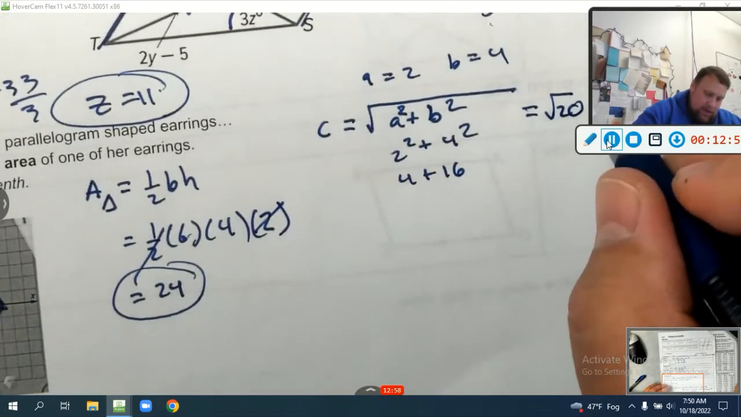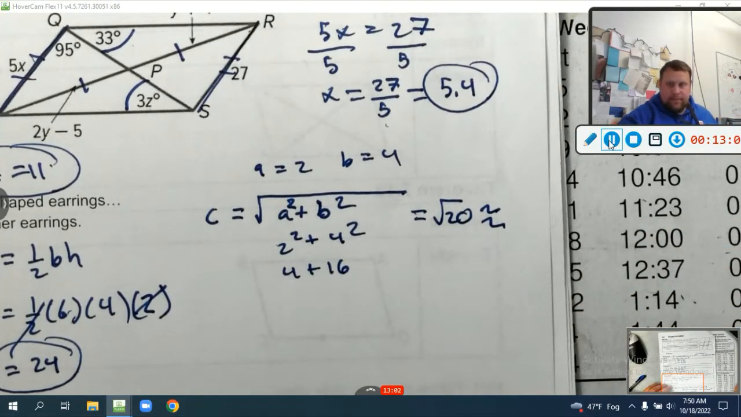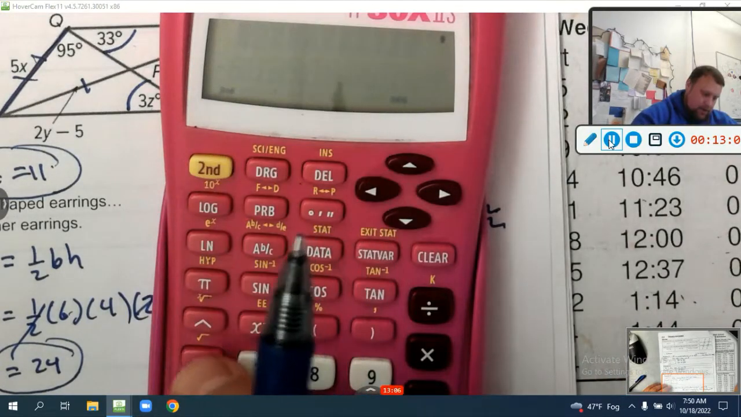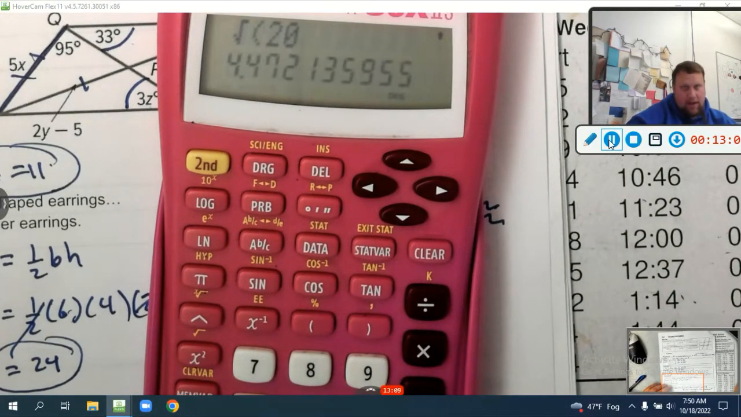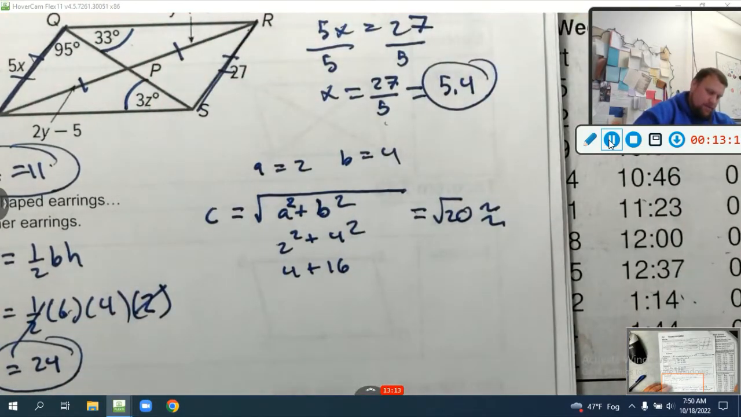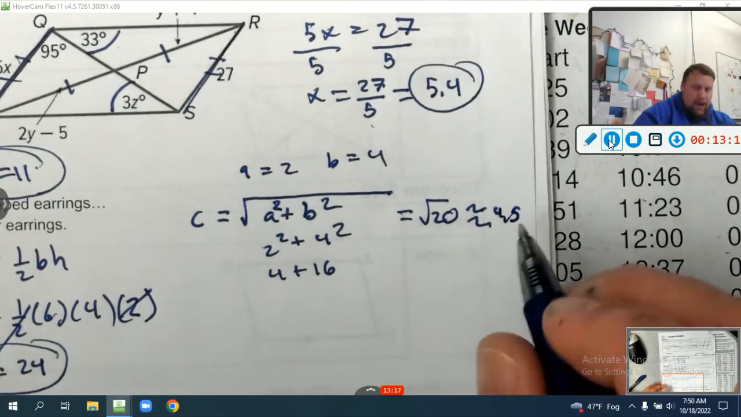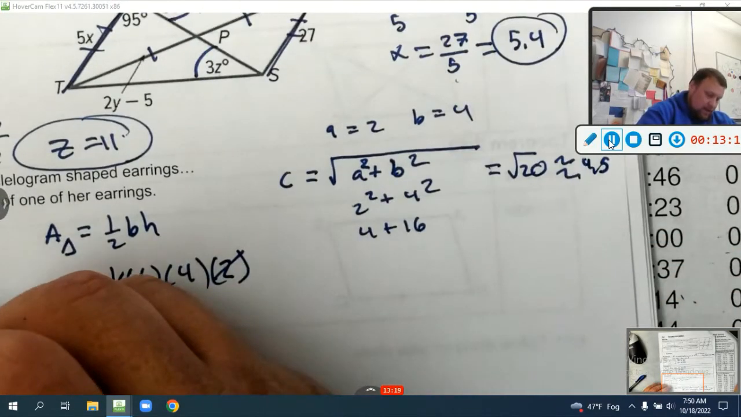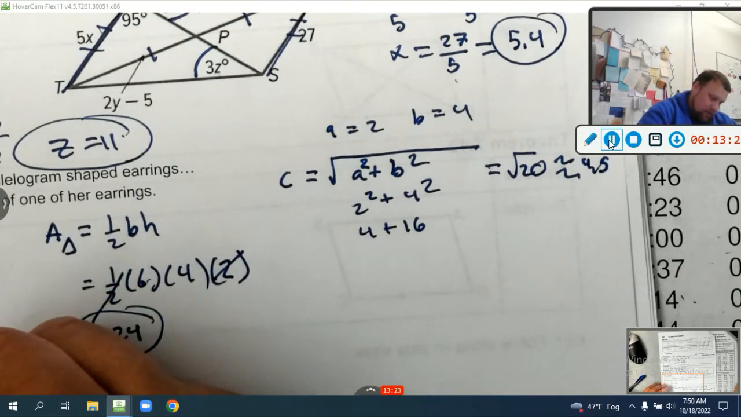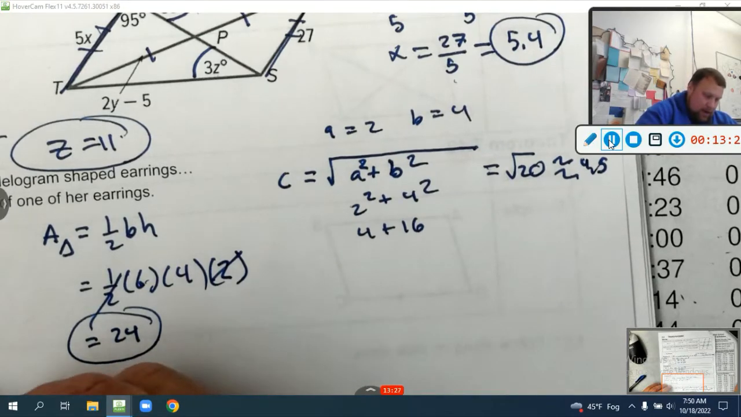So that's approximately what? Found it. Second function, square root 20. It's about 4.5. Okay? So now I know I've got this length of 4.5. And I've got this length of 4.5. Okay? Now I need to find these two lengths.